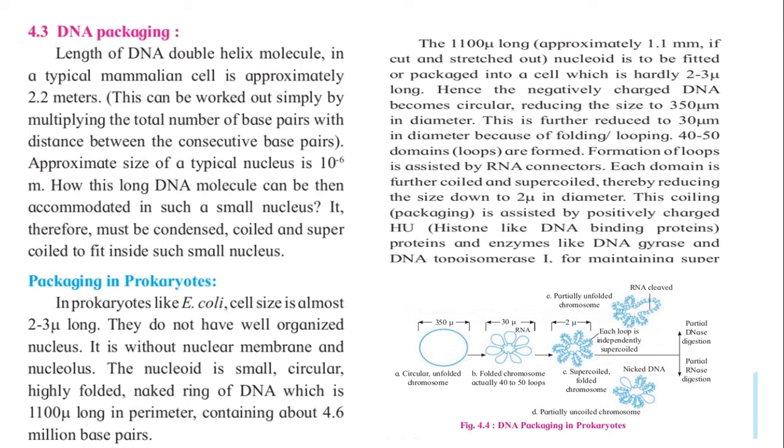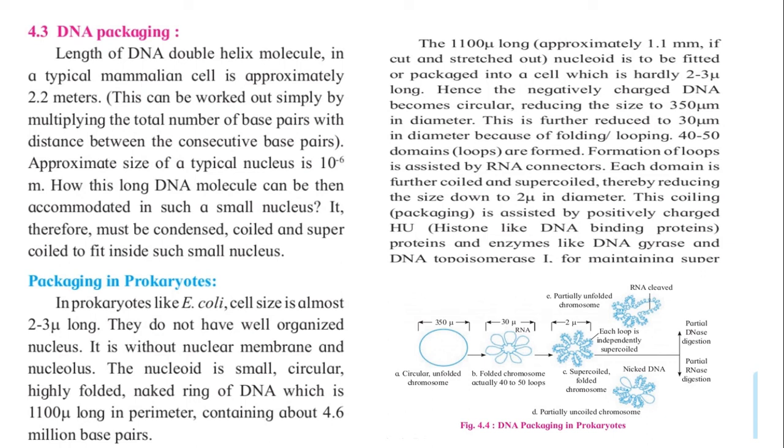DNA packaging consists of two types. Number one, packaging in prokaryotes, and number two, packaging in eukaryotes. Number one, packaging in prokaryotes. In prokaryotes like E. coli, cell size is almost 2.2 to 3 micron long. They do not have an organized nucleus. It is without nuclear membrane and nucleolus.